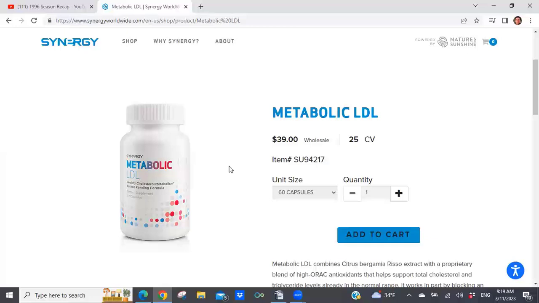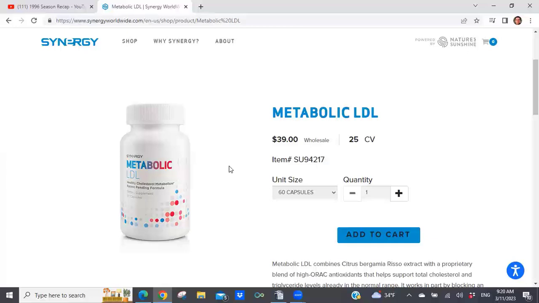What's ORAC? ORAC is just a fancy word for how high a supplement or ingredient is in its antioxidant properties.